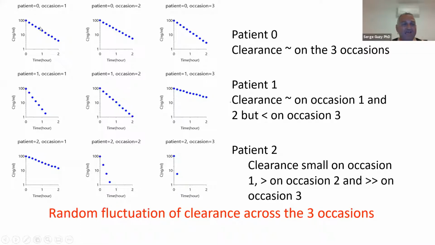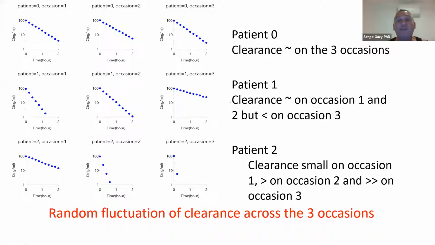And again, if, for example, this value was 5, then this is 5, and this is 5, and this may be 6, and this may be 6, but this is 3, and this one for patient 2 would be, let's say, 4, and this should be 8, and this should be 8. Then if it's happening randomly, we call this inter-occasion variability.